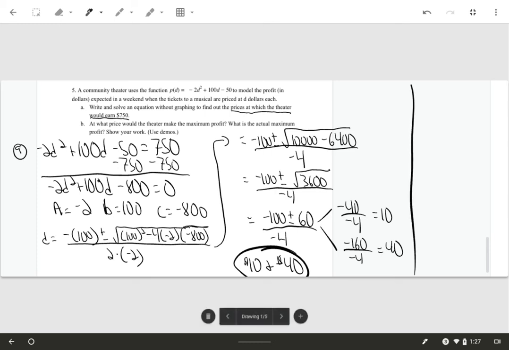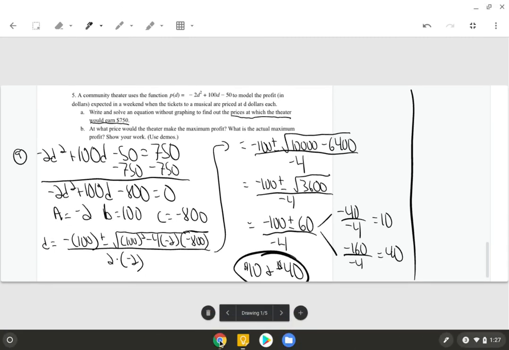Okay. For part B, at what price would the theater make the maximum profit? What is the actual maximum profit? And the hint is how you do it. It says to use Desmos. So I'm going to go ahead and put this function into Desmos.